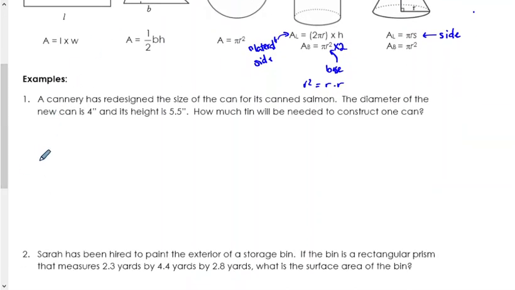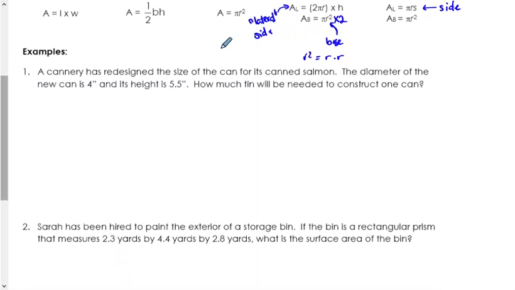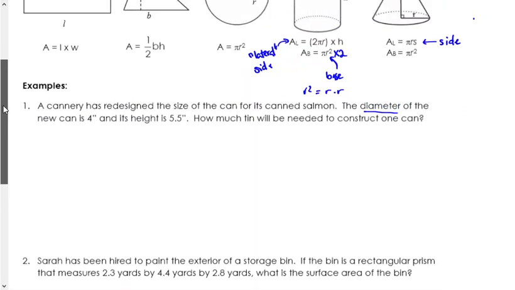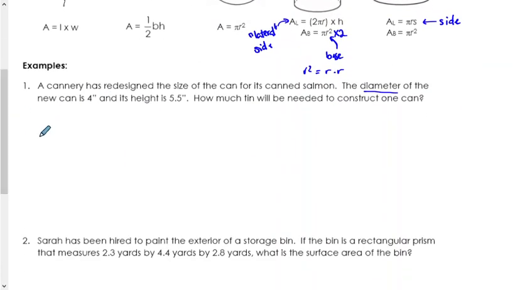So a cannery has redesigned the size of a can for its canned salmon. The diameter of the new can is 4 inches and its height is 5.5 inches. How much tin will be needed to construct one can? So when we're thinking about a can, they are usually in the shape of a cylinder. And there's a hint in here that this is going to be a cylinder because it talks about diameter. Okay, so what has diameter? Well, a cylinder has diameter. And you don't usually see cone-shaped cans. That would be a pain.